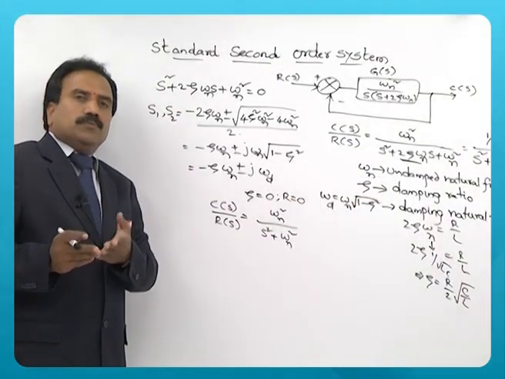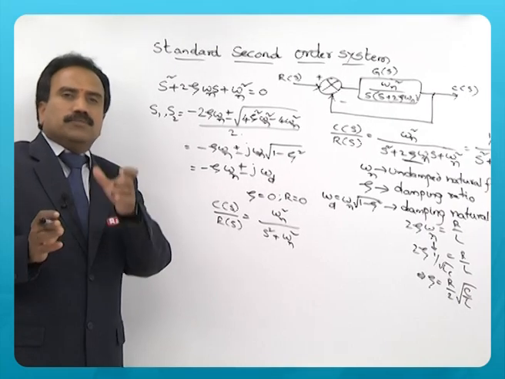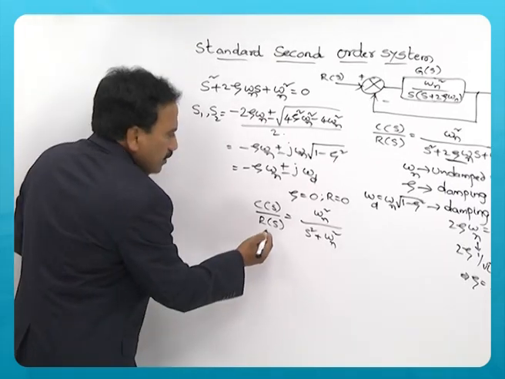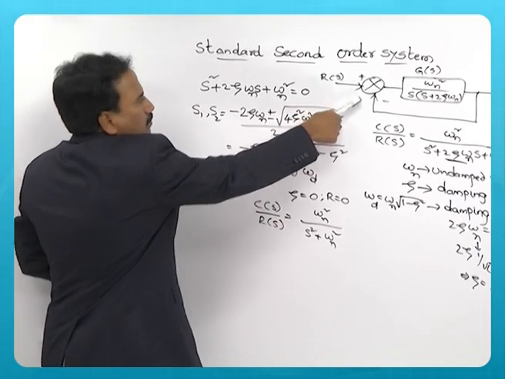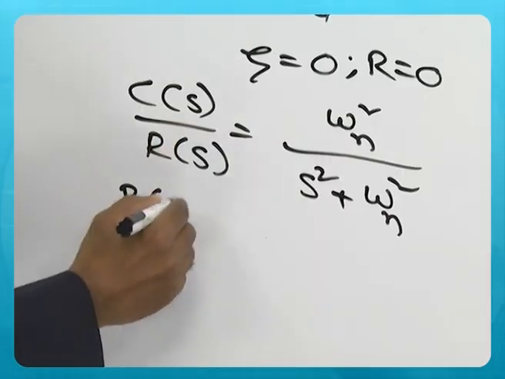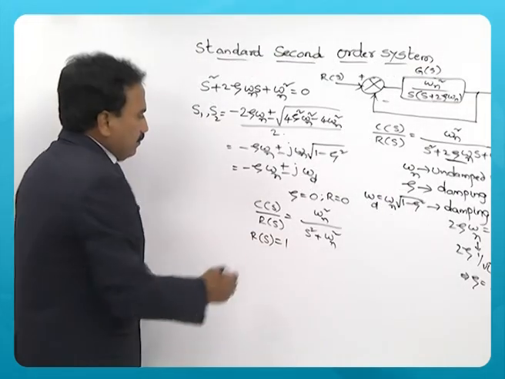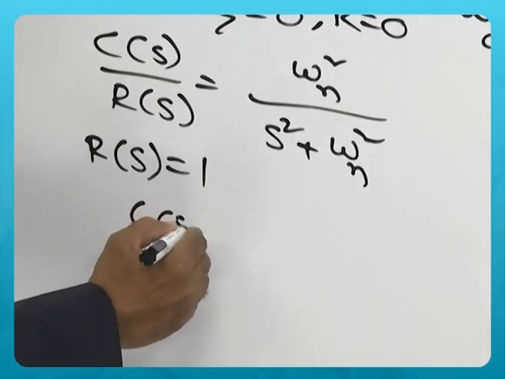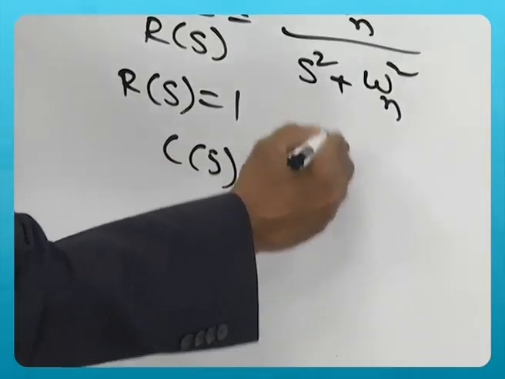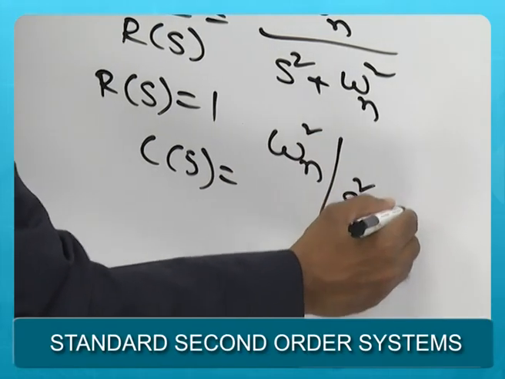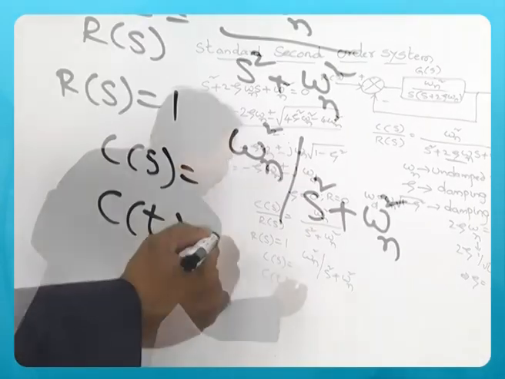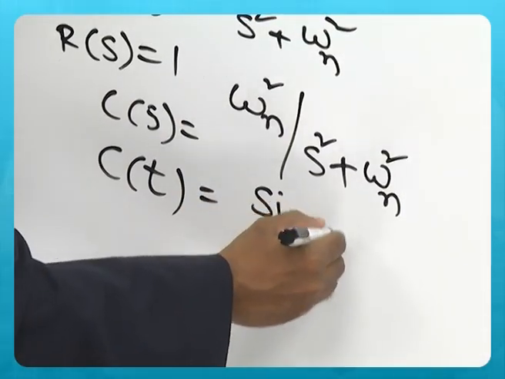Now I would like to explain the importance of the damping factor zeta. It is a positive term. If you excite this particular system with zeta 0 by an impulse input, that means R of S is equal to 1, then C of S is given by the function itself. Taking the inverse Laplace transform to get the time response, C of t is nothing but sine omega n t.